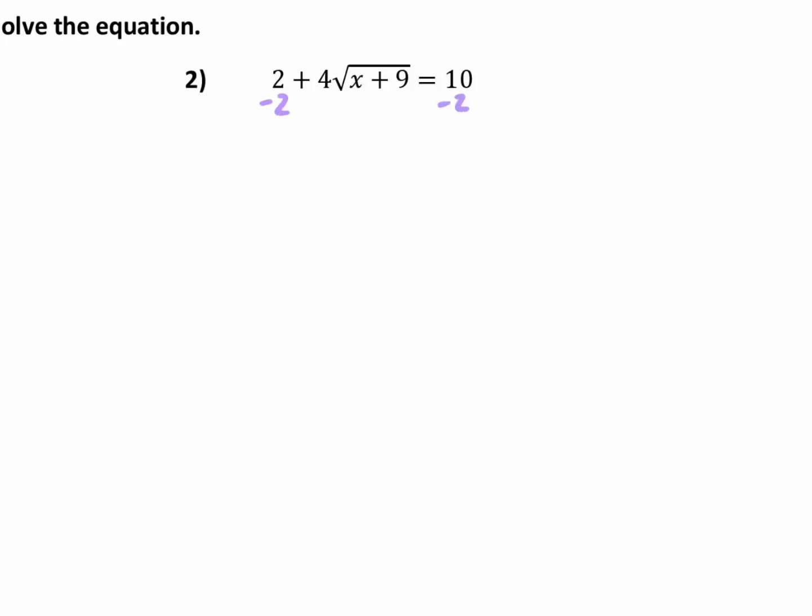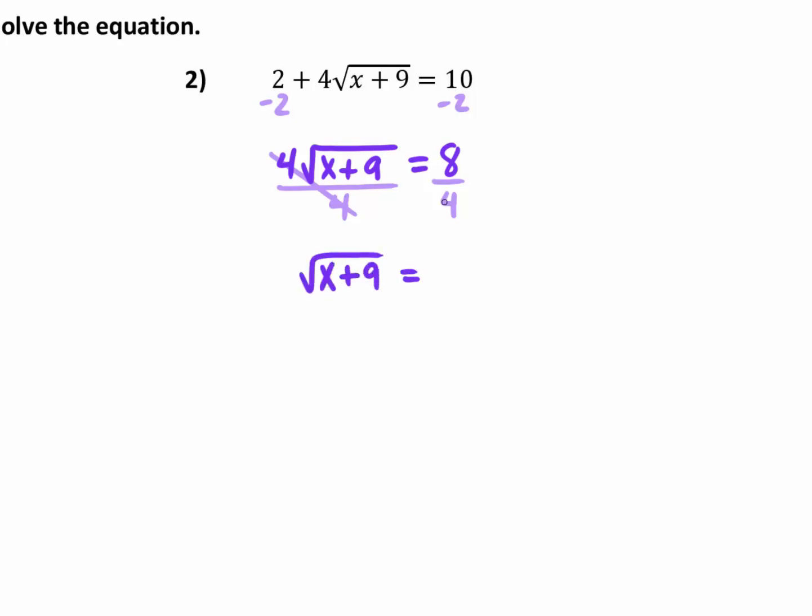We've got to subtract 2 from both sides. If we do that, it leaves 4 times the square root of x plus 9, and that's equal to 10 minus 2, which is 8. From here, we can divide by 4, canceling those out. You'll notice some parallels across these two problems. Here we have the square root of x plus 9, and 8 divided by 4 is equal to 2.